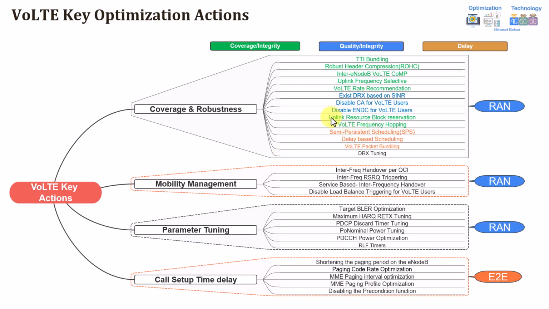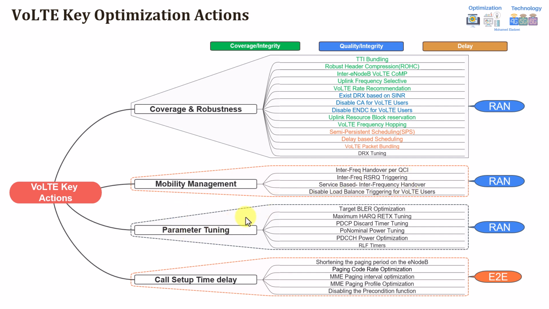So actually this figure or mind map is summarizing the VoLTE main key actions. As you can see here, I split this into 4 categories. In general, when you optimize VoLTE networks, you will look into features or actions which can improve coverage and robustness, okay? Then you have mobility management, where you can improve the network performance through improving the layering strategy, and you have different features.